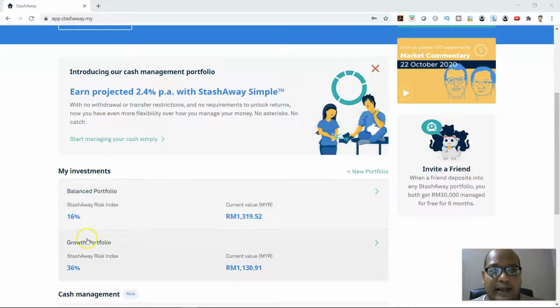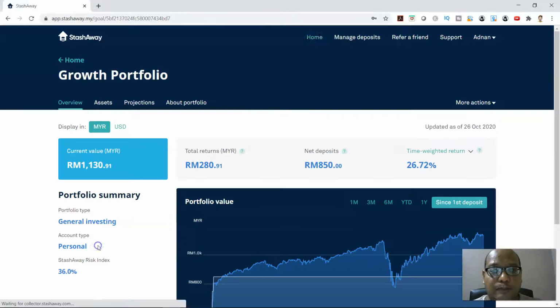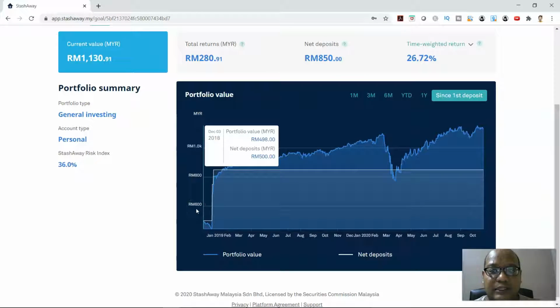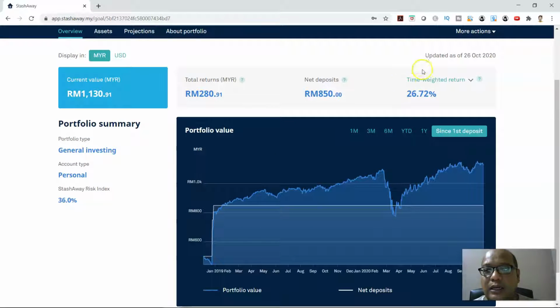The second portfolio I have in StashAway is the growth portfolio. Over here, I invested as much as 850 ringgit and the total returns is 280 ringgit. I've invested since December 2018 up till today. The time weighted returns is about 26%, and the money weighted is about 33%. As I mentioned a while ago, I will take the total returns divided by the net deposits, that way I can compare between the two platforms.